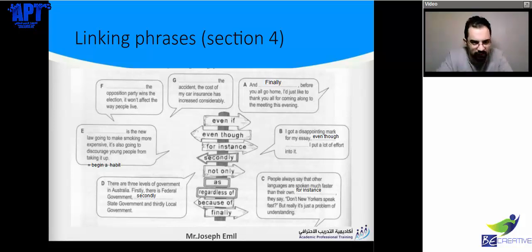Secondly, state government, and thirdly, local government. State government is the government of the state. Let's say the United States has 50 states. So there's a government that manages only California or Florida or Texas. The same thing with Australia. There's a state government for New South Wales, maybe.